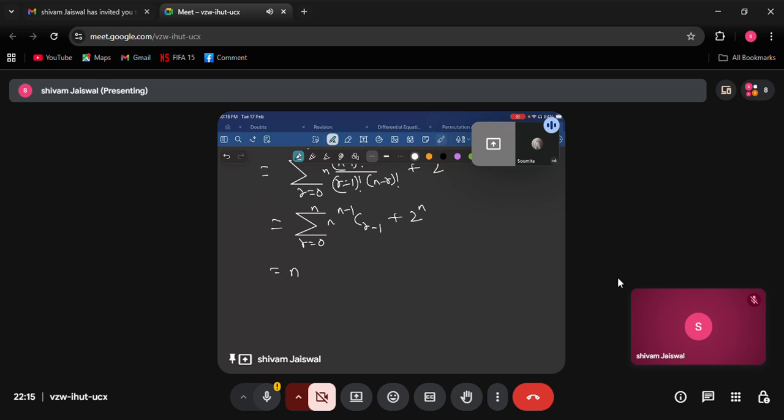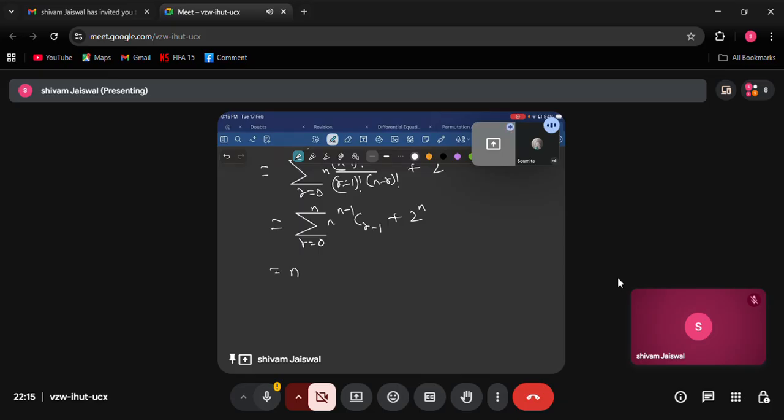Now see, for r equal to 0, this binomial coefficient is not valid. So it will start from r equal to 1, r equal to 2, and it goes on like this. So it will become n into 2 to the power n minus 1.